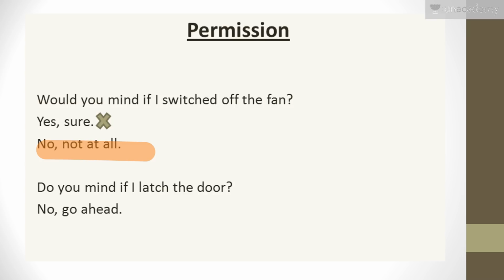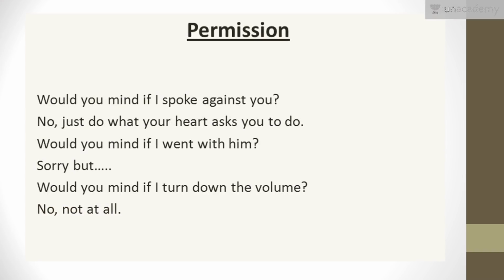And if you are saying yes, sure, that means you would mind. That means आप बुरा मानोगे. That means you are declining. You are saying no. You are not allowing me to switch off the fan. I hope the things are quite clear. So similarly, do you mind if I latch the door? No, go ahead. बिल्कुल नहीं बुरा मानूंगा, बिल्कुल जाके उसको चटकनी लगा दो गेट की. Okay. Moving on, I will be taking separately all those 4 types of statements.